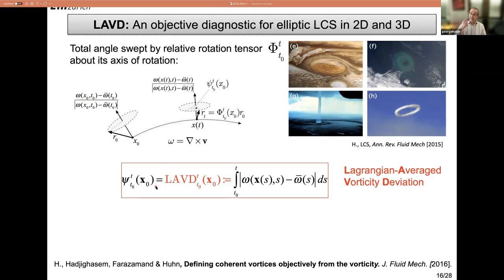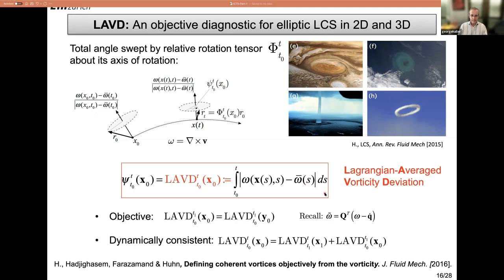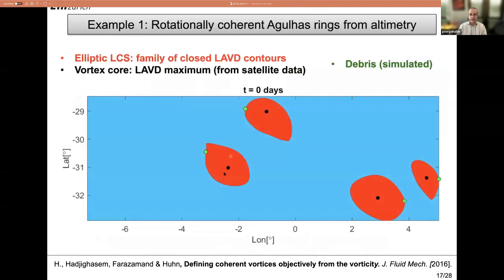So in the end, that material rotation angle, which is objective, is what we call the Lagrangian averaged vorticity deviation, or LAVD. That's simply a time integral: you take the vorticity along a trajectory, subtract the mean vorticity in the whole domain of interest, say your computational domain, take the modulus of the difference, which we call the vorticity deviation from the mean, and integrate it. And this will play the same role as PRA. You can look for level curves and level surfaces, except that LAVD is also objective in 3D, not just in 2D. That's the big advantage. That's why we did it.